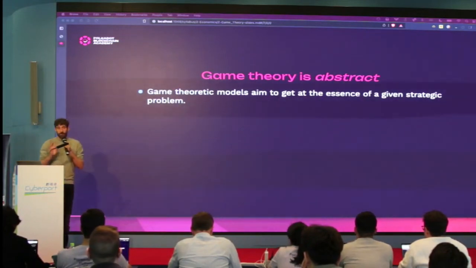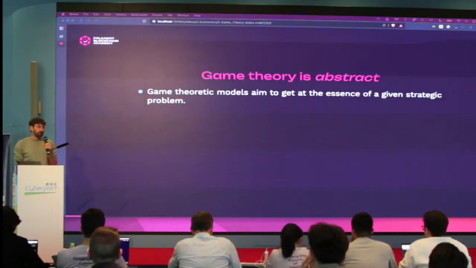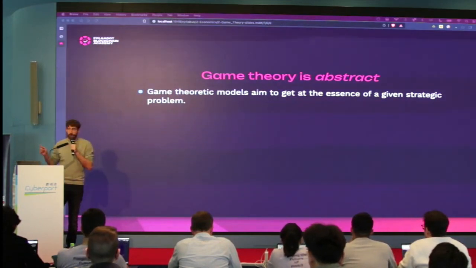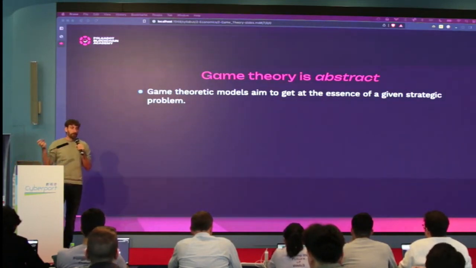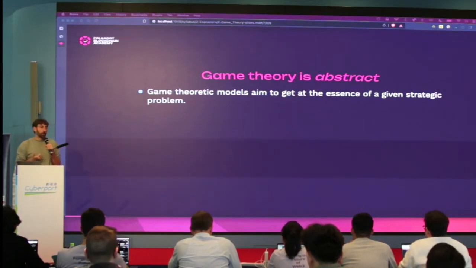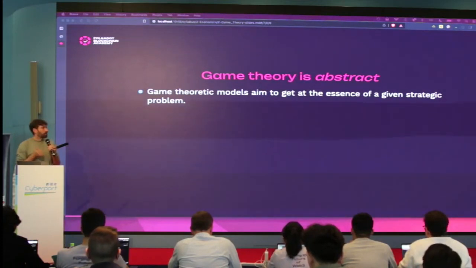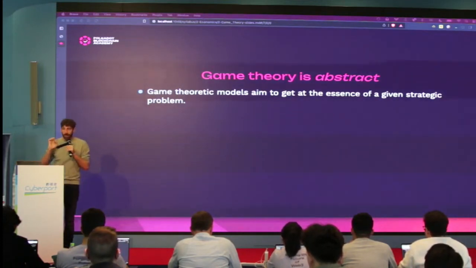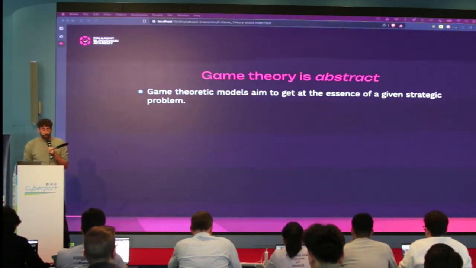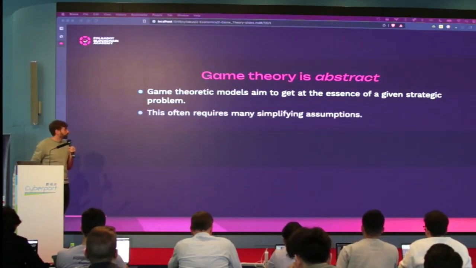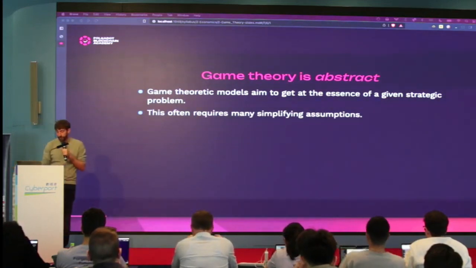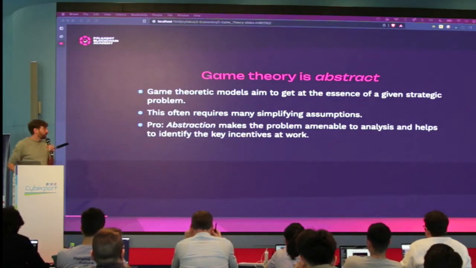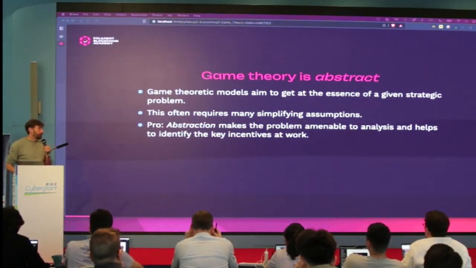And I think that is also something that we saw several times here in discussions, that there are just many factors actually influencing some situations, and they are all kind of valid, but if you include too many of them, you don't know what's going on anymore, right? And in game theory, you try to abstract all of that away and really focus on the main strategic problem. And of course, this requires many simplifying assumptions. And the benefit of this is that it makes the problem actually tangible, right?